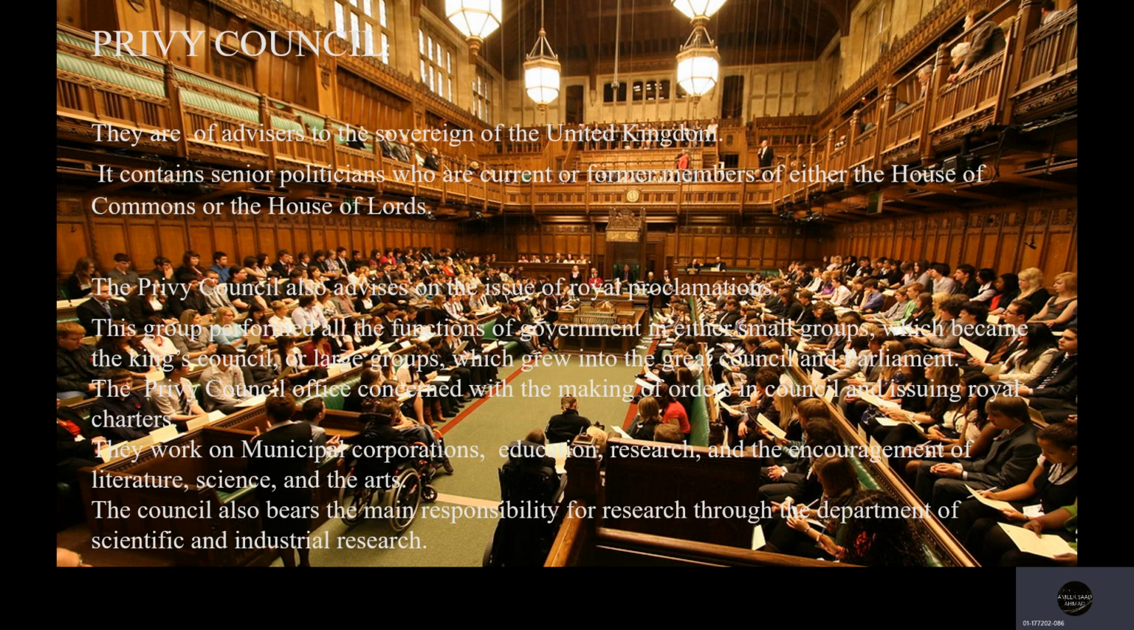This group performed all the functions of the government, either in small groups which became the King's Council, or large groups which grew into the Privy Council office, concerned with the making of orders in council and issuing royal charters. Royal charters work on municipal corporations, education, research, and the encouragement of literature, science, and the arts. The council also bears the main responsibility for research through the Department of Scientific and Industrial Research.